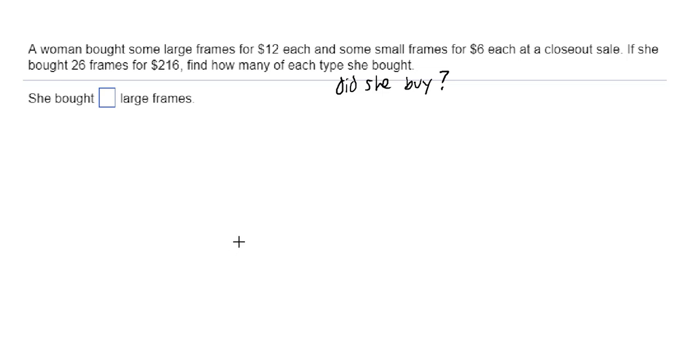All right, anyways, there's enough information here to do a math problem, even if the wording is pretty bad. So we have some large frames and we have some small frames, right? And so we have two unknowns. We want to know how many of each type she bought. So we need to use variables, and we have two unknown values, and so we'll have two variables, which means we need two equations to have a solution to the situation. So I will let x represent the large frames, and I'll let y represent the small frames.